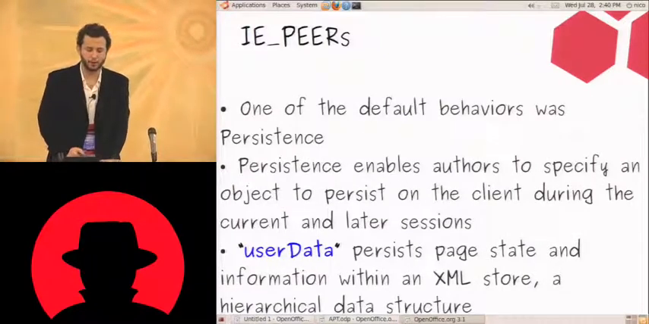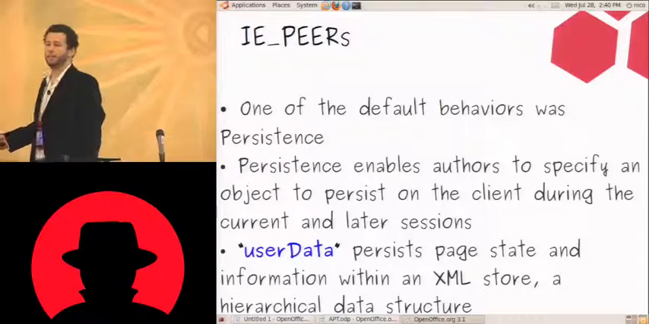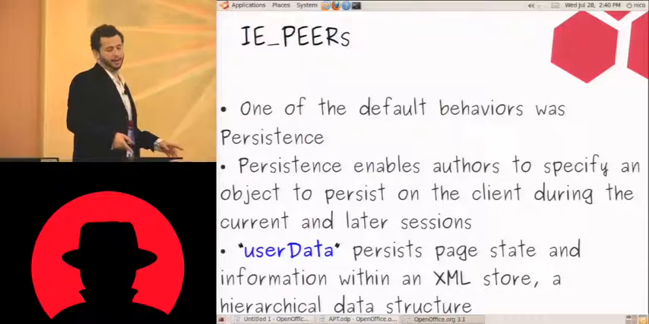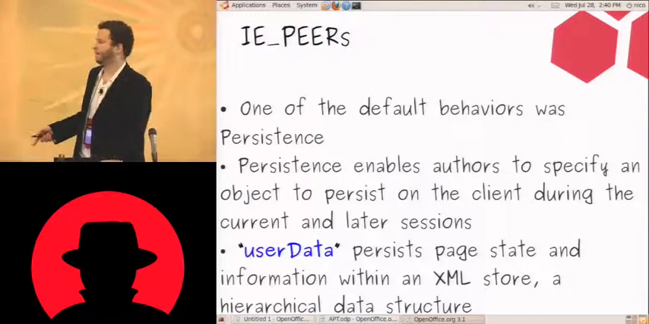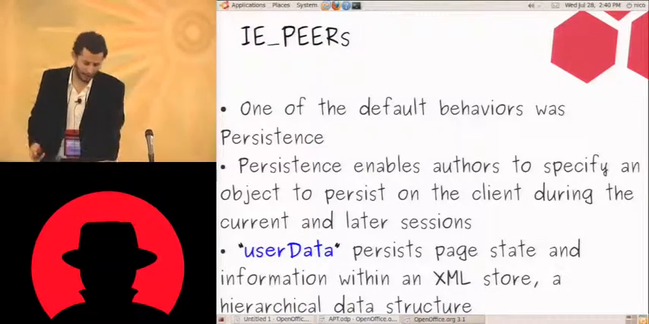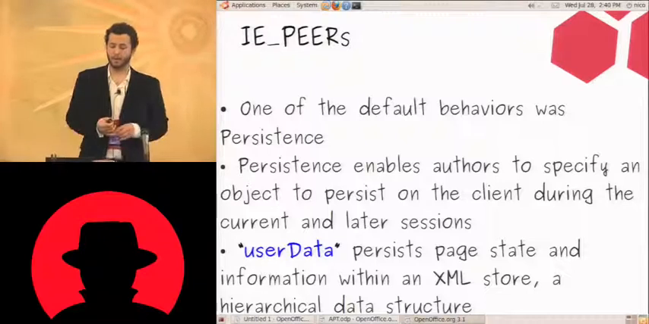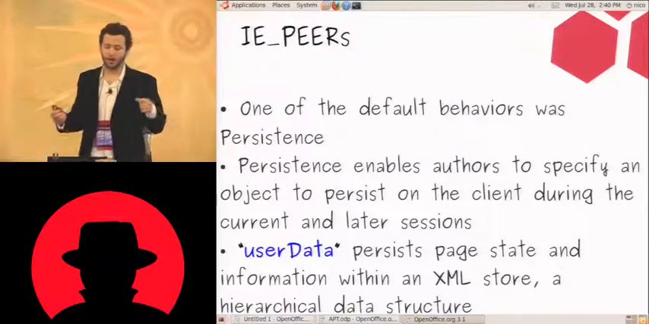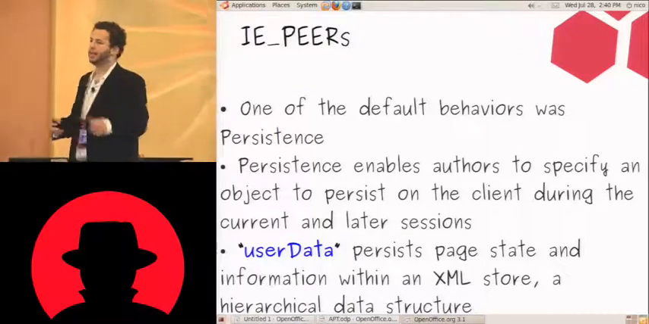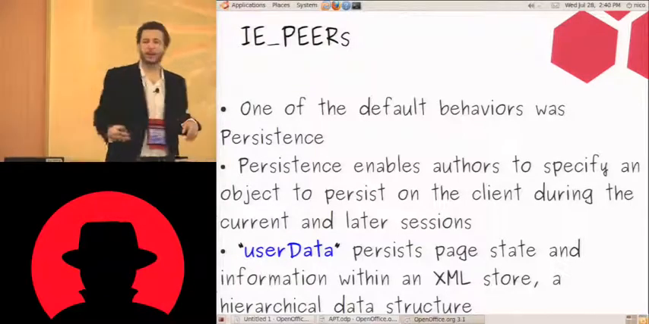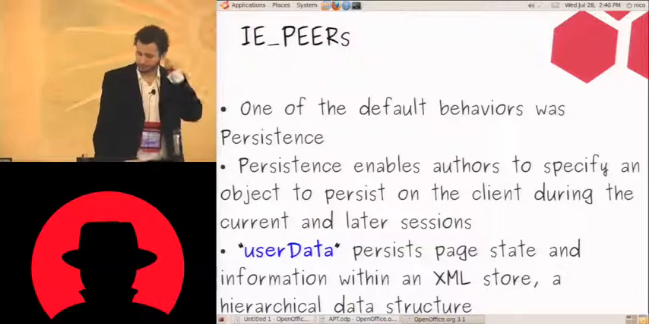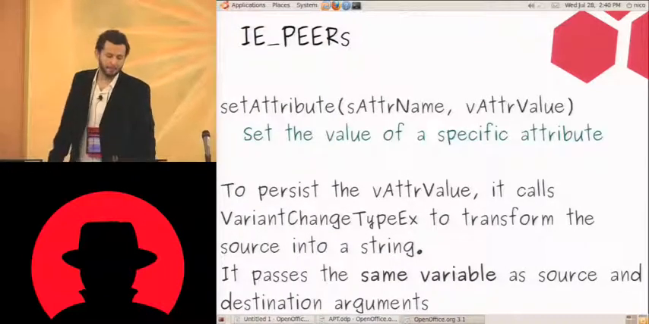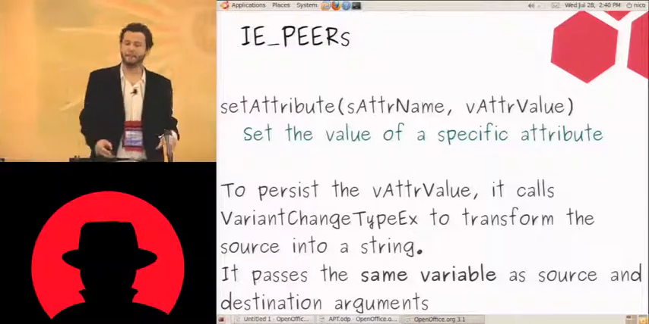Among the many things that you can do with behaviors, one of them is persistence. You can persist elements through behaviors. One of them was the userData behavior, which basically allows you to persist the state of a page by using an XML store. Yeah, apparently nobody was using those things. But the bug was there.